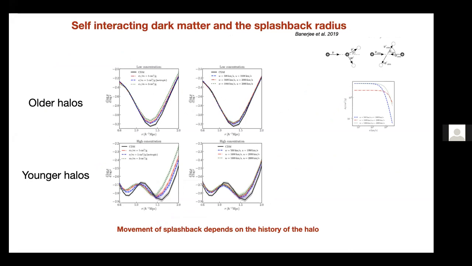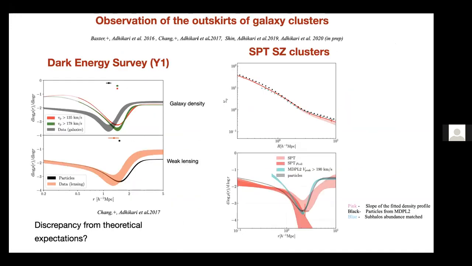We only find effects on it when the interaction cross-sections are very large and for subsets of halos, and we only find that we see these effects based on the history of the halo. We see that in older halos, there's a very small shift in the splashback radius if you have your cross sections as high as 3 centimeters squared per gram in the cluster regime, and for younger halos, we don't see this effect.